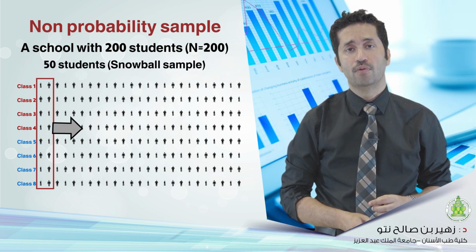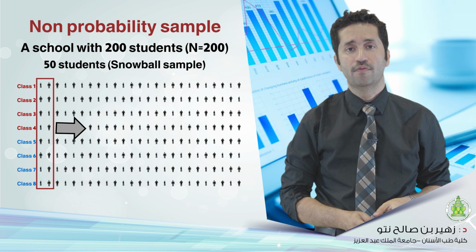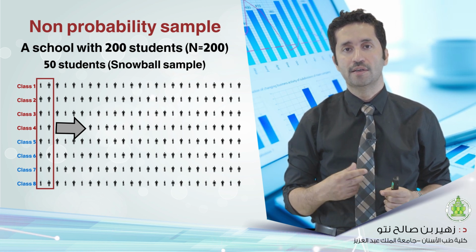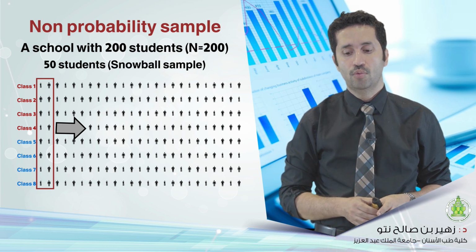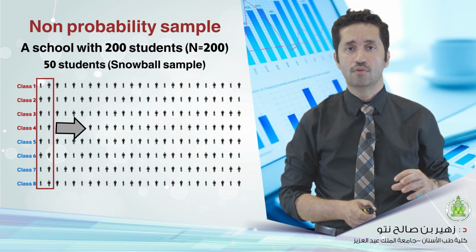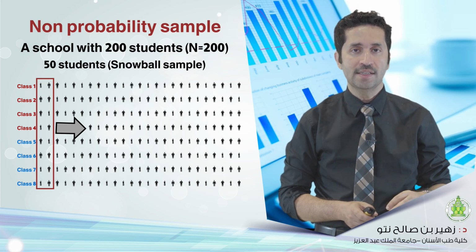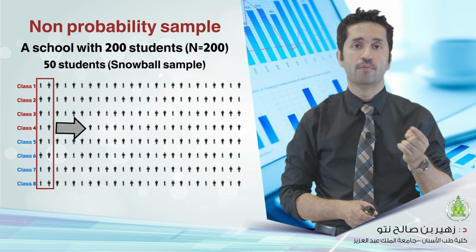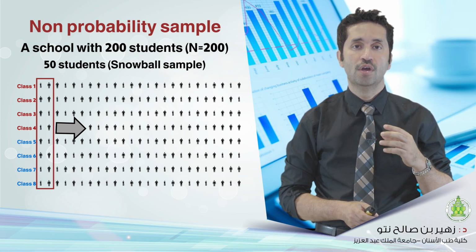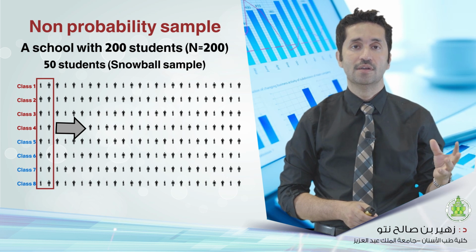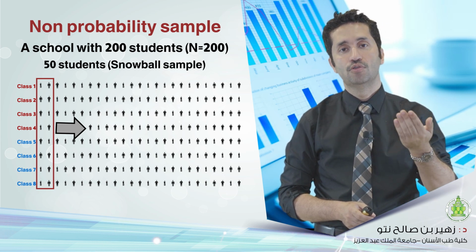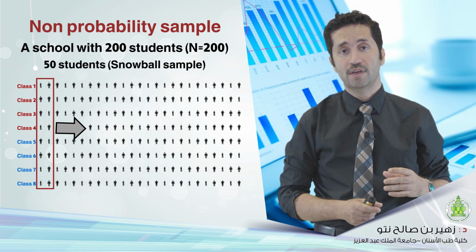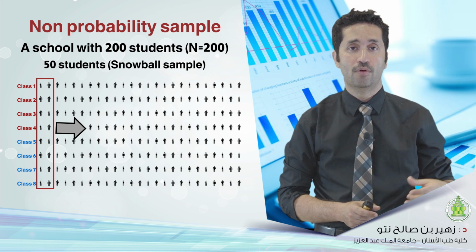Another method is the snowball. It comes from the concept of snow: a snowball usually gets bigger with time. In this example, you take a group of students, then you ask these students to recruit more students or participants. They attract their classmates and ask them to participate, and this is how you get your sample. Over time it gets bigger and bigger, like a snowball.